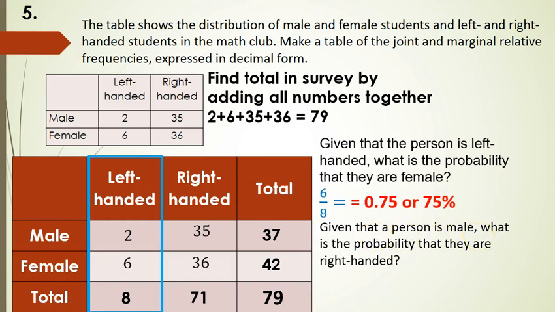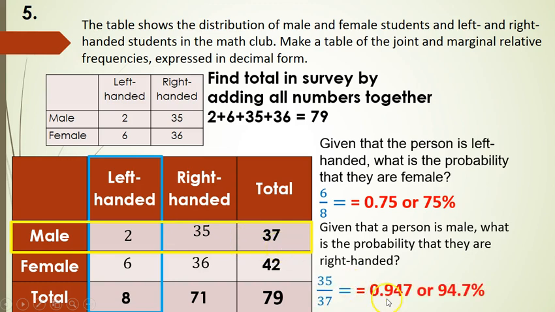All right, and then the next one says, given that a person is male, again, so we want to look for a total of males. That's what we're going to put in our denominator. What is the probability that they are right-handed? So this time, are we talking about a column or a row? Right, we're looking for that row right there. So this time, we're going to put this 37 in our denominator. And how many of those males were right-handed? 35 of them. So we're going to put the 35 over the 37. That gives us 0.947 or 94.7%.